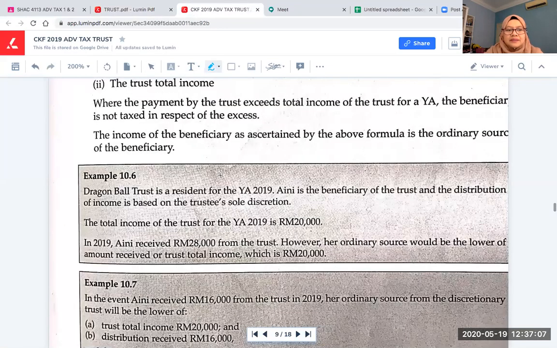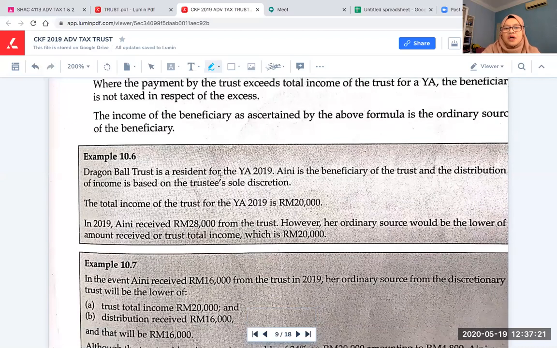10.6, let's put the example here. Dragon Ball Trust is a resident for YA 2019. Aini is the beneficiary of the trust and the distribution of income is based on the trustee's sole discretion. Trustee sole discretion maknanya memang discretionary trust lah. Maknanya trustee yang decide how much to give to the beneficiary. The total income of the trust for YA 2019 is 20,000. So macam mana dapat total income? Buat computation tadi lah. Business income, all these things dapat total income. So total income for 2019 is 20,000.